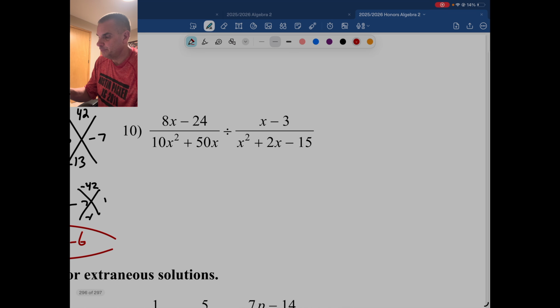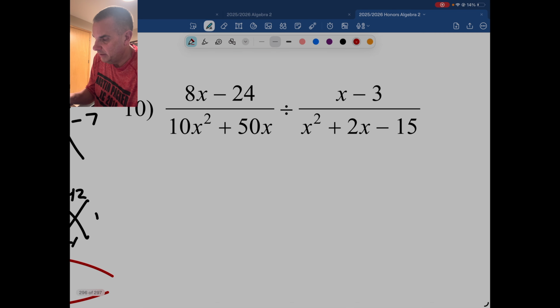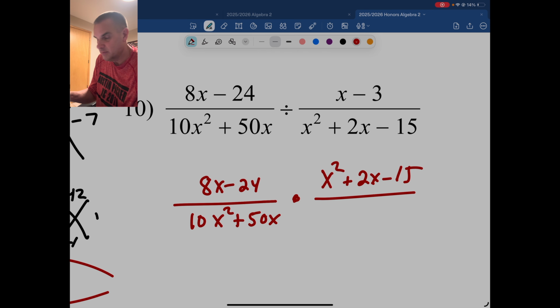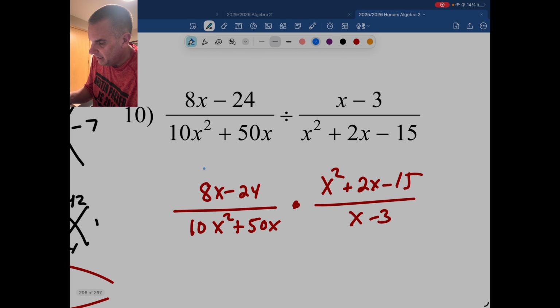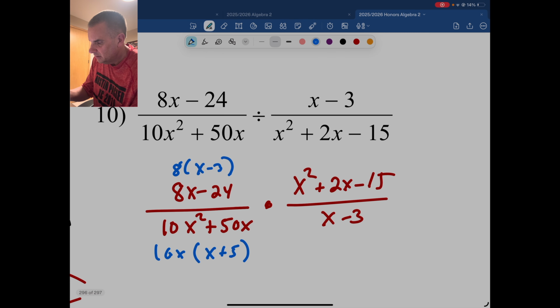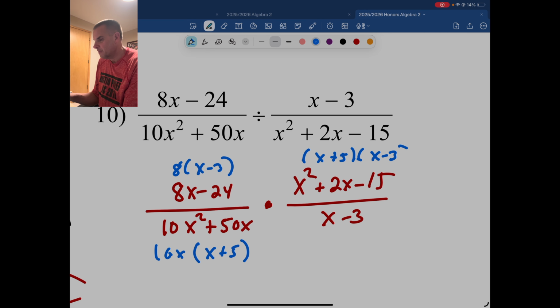Number 10. Division. So rewrite it first. 8x minus 24 over 10x squared plus 50x times x squared plus 2x minus 15 over x minus 3. Got those reciprocals. So this is 8 times x minus 3. That's 10x times x plus 5. This is probably x plus 5 and x minus 3 would be my guess. Yep.